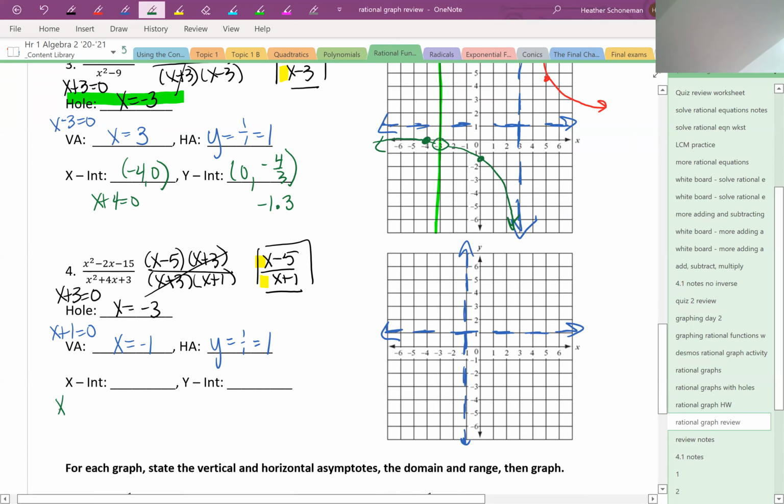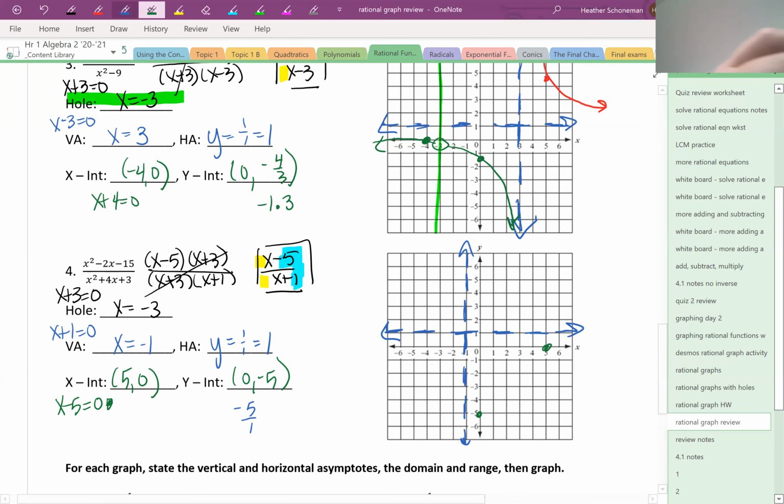So the x-intercept is when the top, or the numerator, equals 0. So I get x is 5. So this is (5, 0). The y-intercept is when x goes away. So it's just the numbers at the end. So it's going to be -5/1, which is just -5. So when I plot my points, I have (5, 0) and (0, -5).